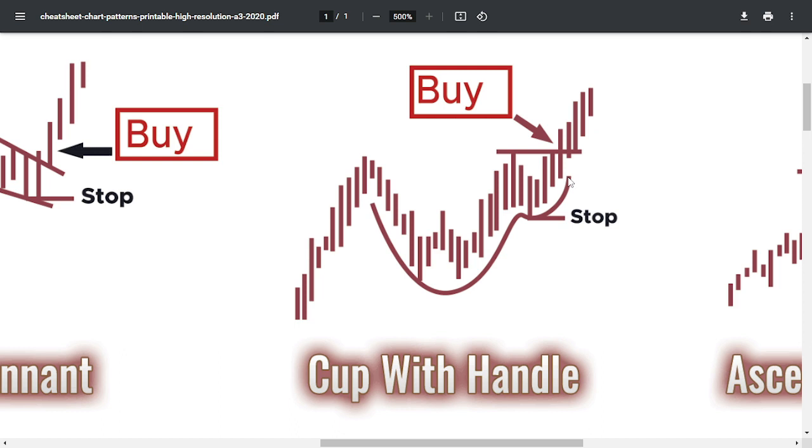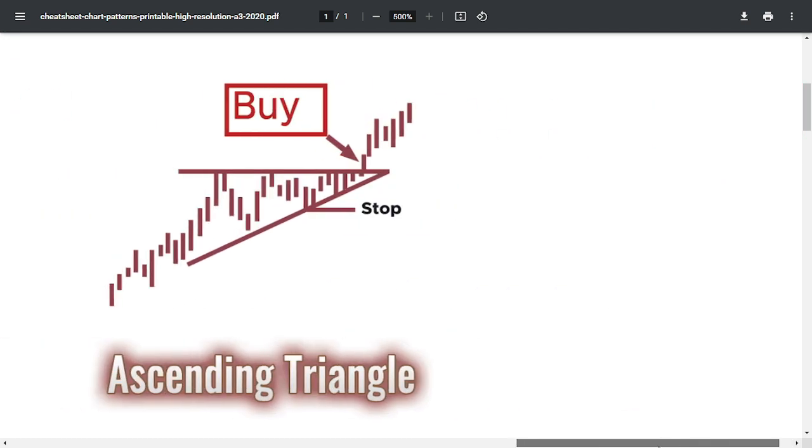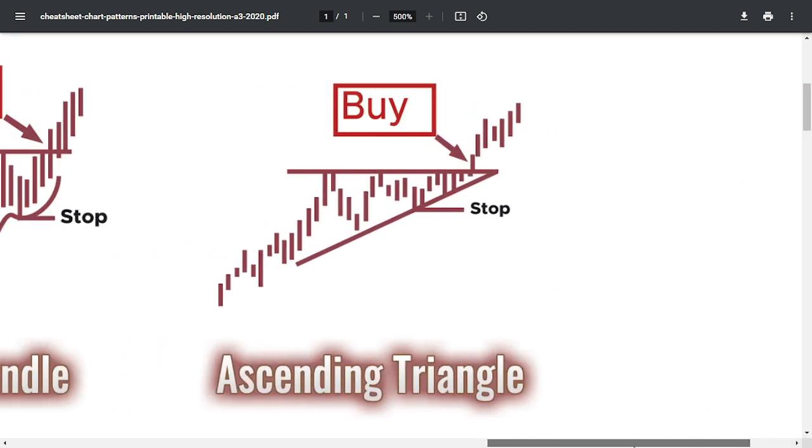So what you do is you draw this line smoothly, then from here you draw more like a handle. Where the handle begins, you draw a line below, and you also draw a line above. Then when price breaks out of this line above, you buy. So this is the cup with handle pattern, and the other pattern is the ascending triangle.